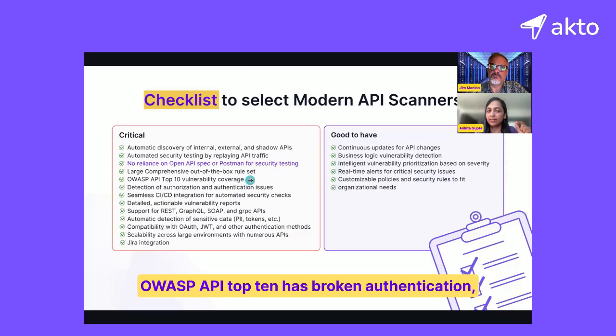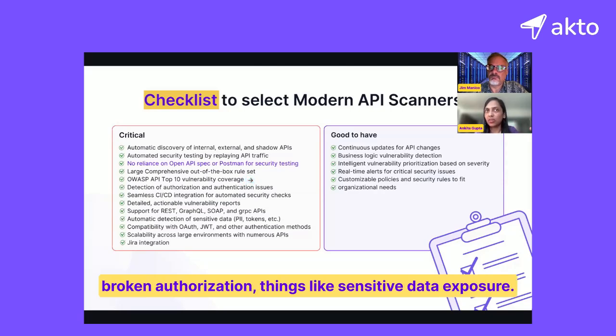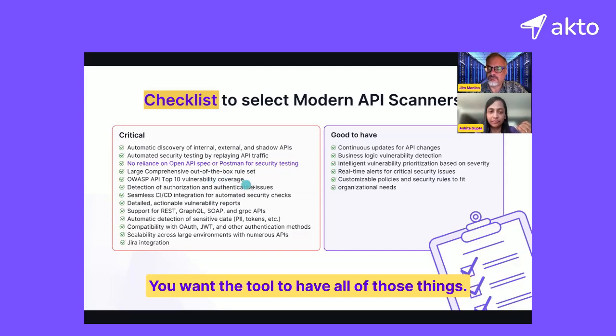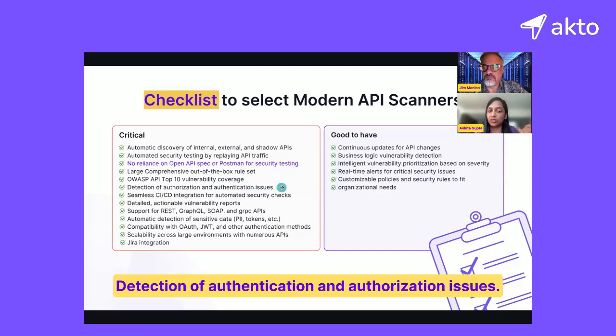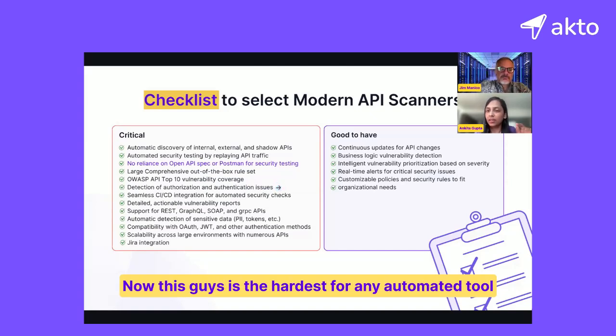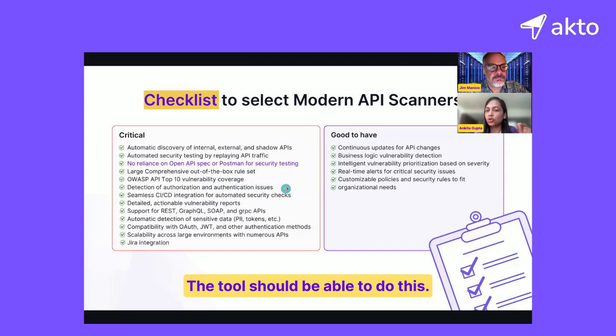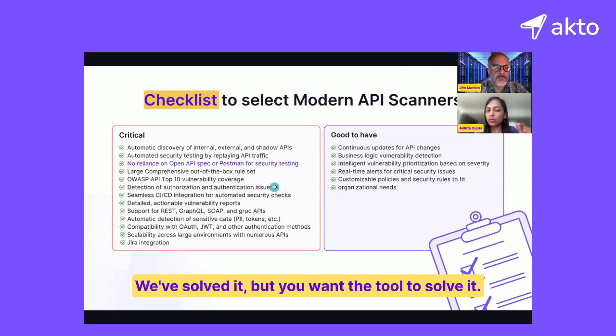OWASP API top 10 has broken authentication, broken authorization, things like sensitive data exposure. You want the tool to have all of those things. Detection of authentication and authorization issues. Now, this, guys, is the hardest for any automated tool to do. But if you're looking for a modern API scanner, the tool should be able to do this. We at Akto have solved this problem. It's a very hard problem to solve. We've solved it. But you want the tool to solve it. Otherwise, you're getting another traditional DAST tool. You want these issues to be solved.